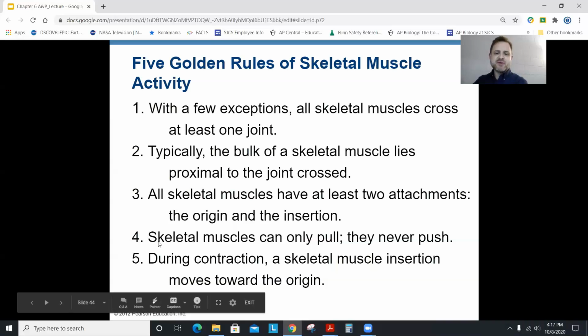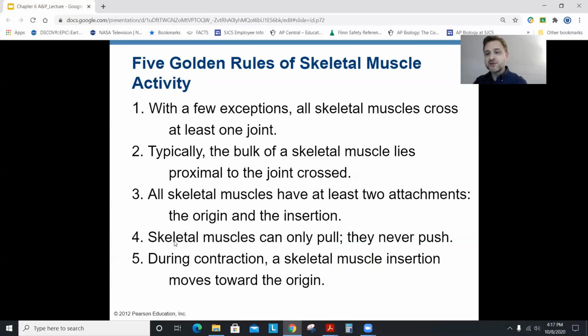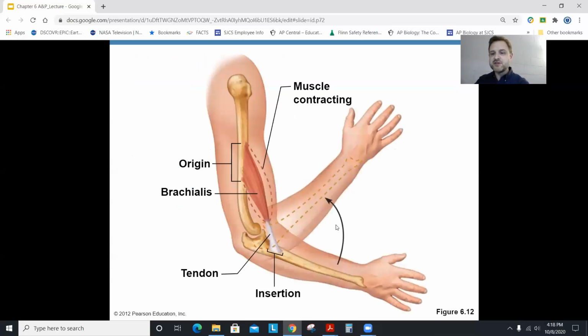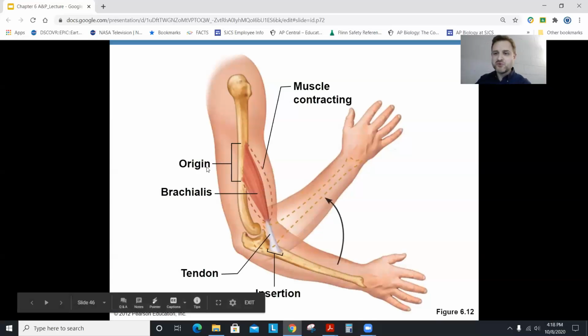Number 4, skeletal muscles can only pull, they can never push. Muscles contract, they create tension. If you're pushing against something, the muscles that make you push are pulling, they're contracting. And number 5, during contraction of skeletal muscle, insertion moves toward the origin. That's what we just said using this diagram. The insertion moves toward the origin.